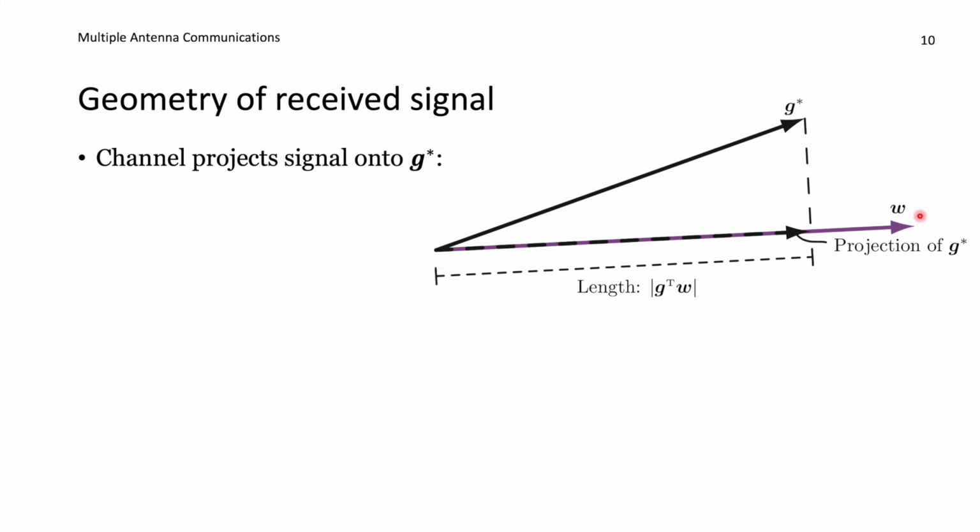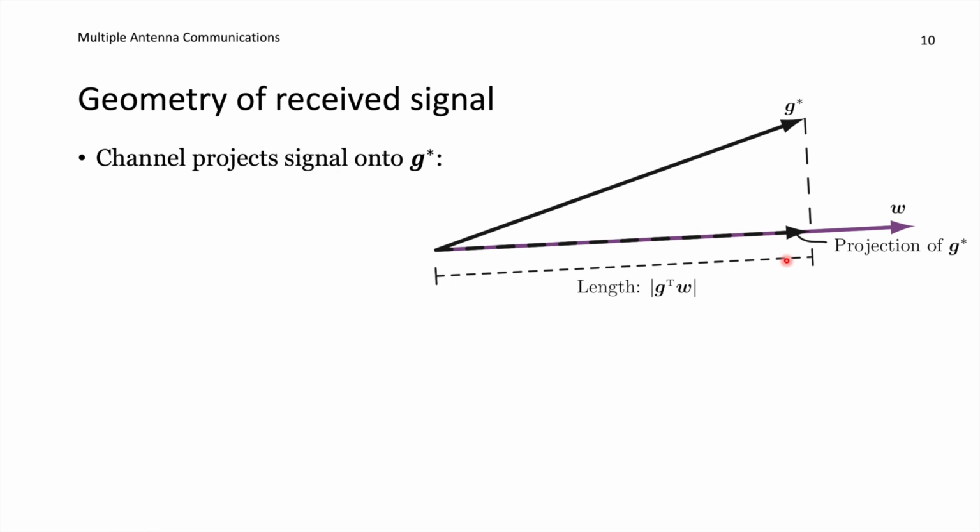So if we are transmitting something in direction W, then if we are projecting G conjugate onto W, we get something with the length that is given by the inner product between G conjugate and W, like this, and we take its absolute value. That is the length here. And if these two are pointing in different directions, then this length is shorter than W. And this is represented by this missing piece here, which is longer than what we get after the projection.